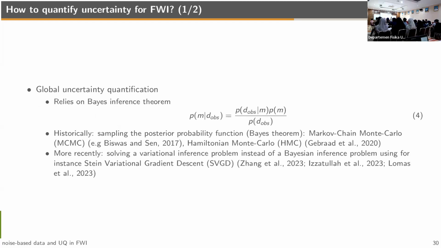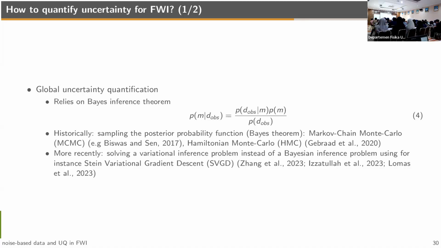What we can see in textbooks and the usual literature is that if we want to assess the global uncertainty of an inverse problem, we need to rely on Bayes' inference theorem, which we can tackle with Bayesian formalism, with Markov chain Monte Carlo or Hamiltonian Monte Carlo. But basically we need a very large number of samples of the probability function to be able to estimate this probability. There are also some more recent proposals to sample this posterior function, but all of them again rely on a very large number of samples.